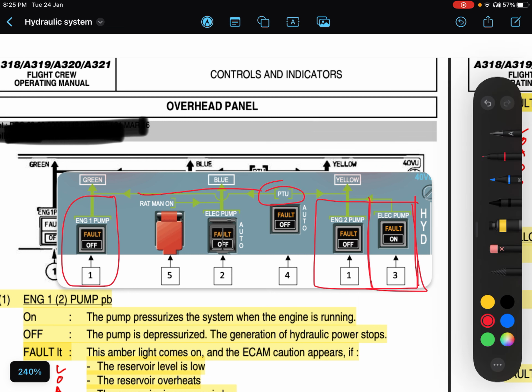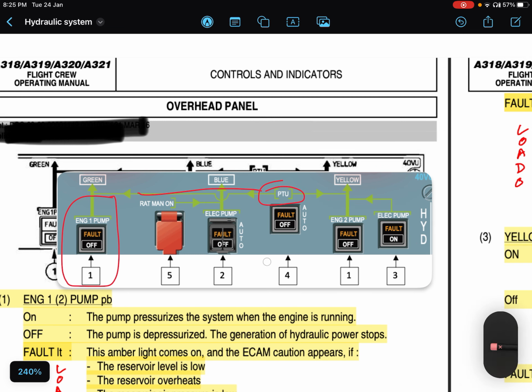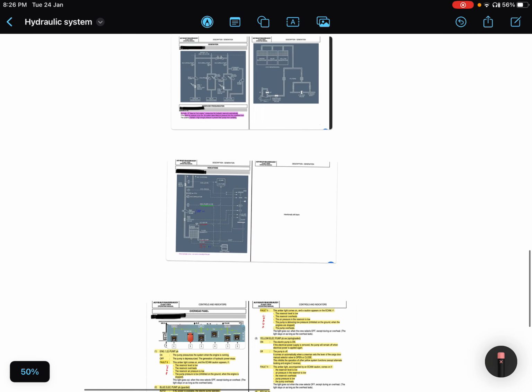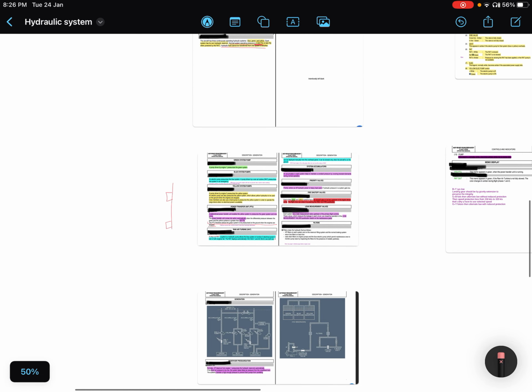This diagram is very clear by looking at this diagram on the overhead panel, right? Let's go back. Here we were.